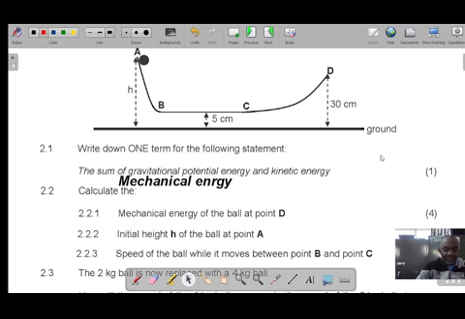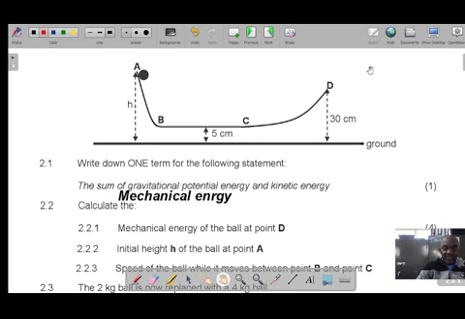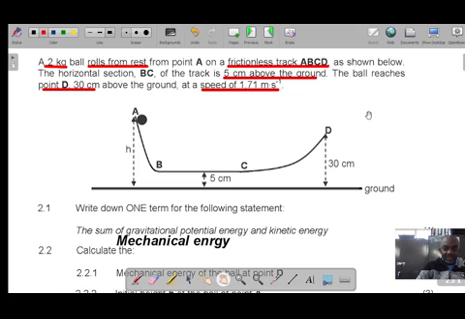Okay. Let us proceed. Calculate the mechanical energy of the ball at point D. Because it is the sum of EP and EK, what am I going to do? I'm going to find the EP here and then the EK here, then I get the sum, and that will be my mechanical energy. Let's do it together. Now talk to me. How do you find EP and EK? What does the formula say?